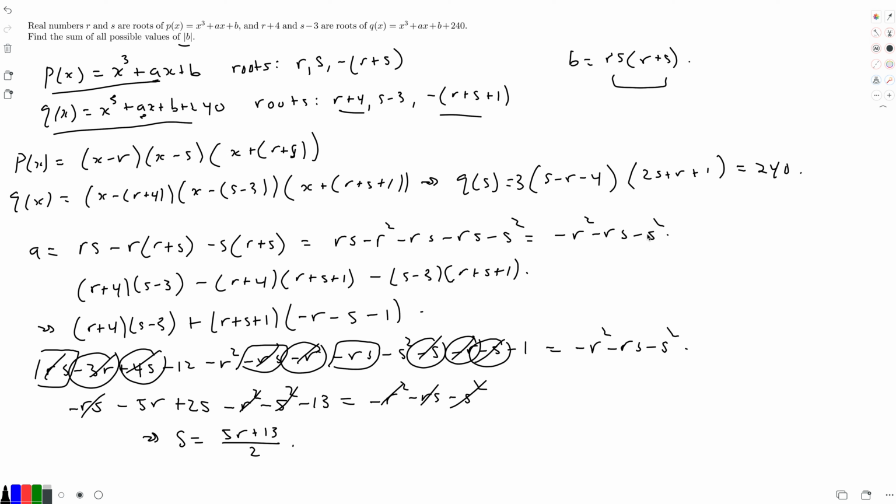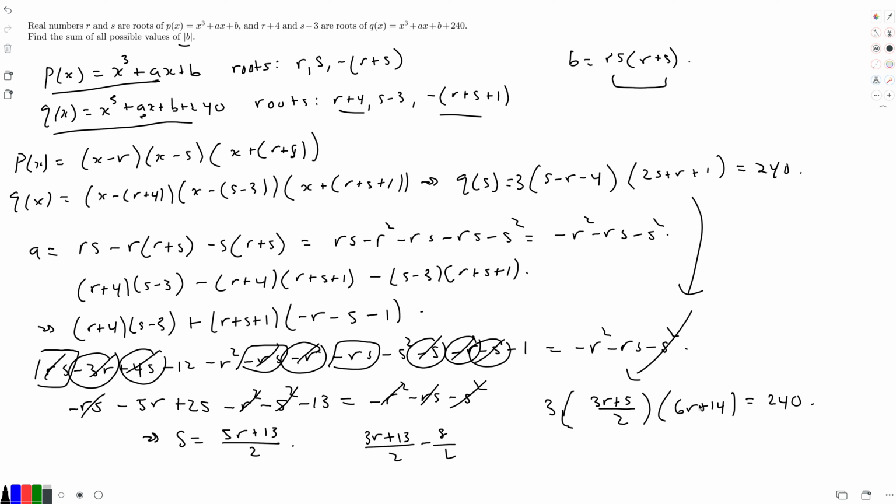Great. So now let's look at this. This becomes, just bring it all the way over here, 3 times s minus r. S minus r will be equal to, getting a common denominator, 3r plus 13 over 2. Subtracting 4 gives us 8 over 2. So 3r plus 5 over 2. Great. And then 2s is 5r plus 13. Plus r, 6r plus 13, plus 1, 6r plus 14. This is equal to 240.